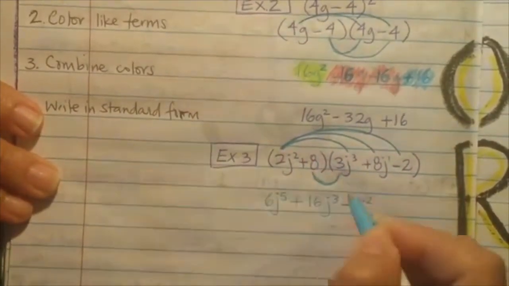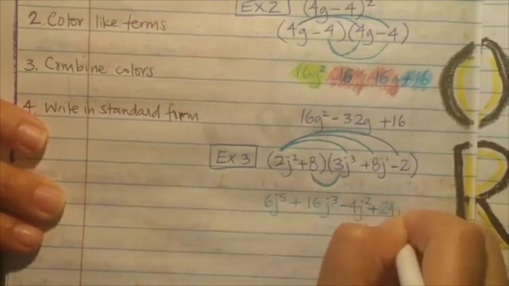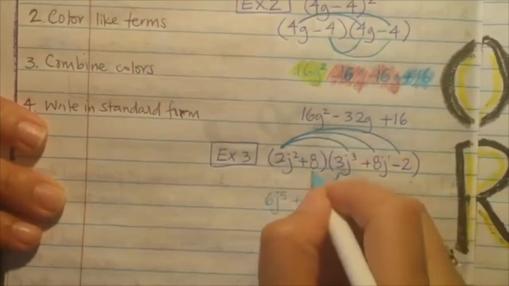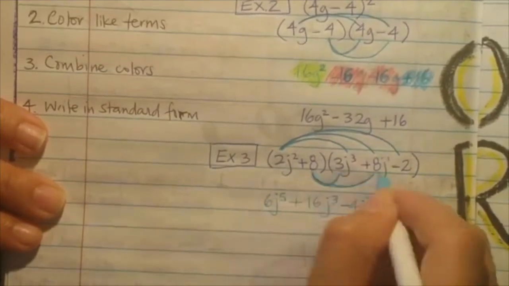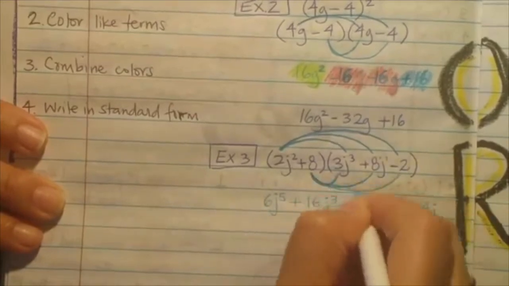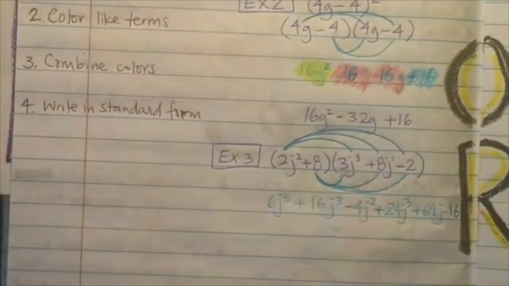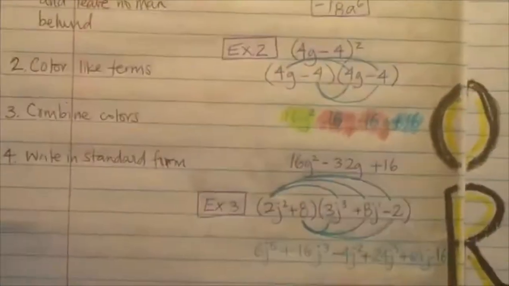Now the second person, 8 times 3, that's going to be 24, and j cubed. And then say hi to the next person, 64. 8 times 8, 64. J to the 1, or just j. Last person, 8 times -2, -16. And now the second person is successfully inside the house and said hi to everybody.